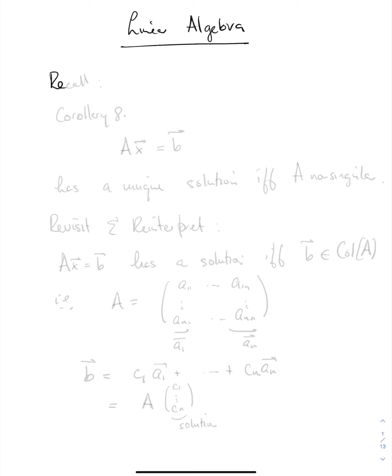Okay. Let's talk about something that we learned a while ago. Let's recall corollary 8 that says if we look at the equation given by Ax is equal to the vector b, it has a unique solution if and only if A is non-singular. We learnt this corollary long before we knew what a determinant was, before we knew what linear independence was, etc. So let's revisit and reinterpret this result based on what we know now.